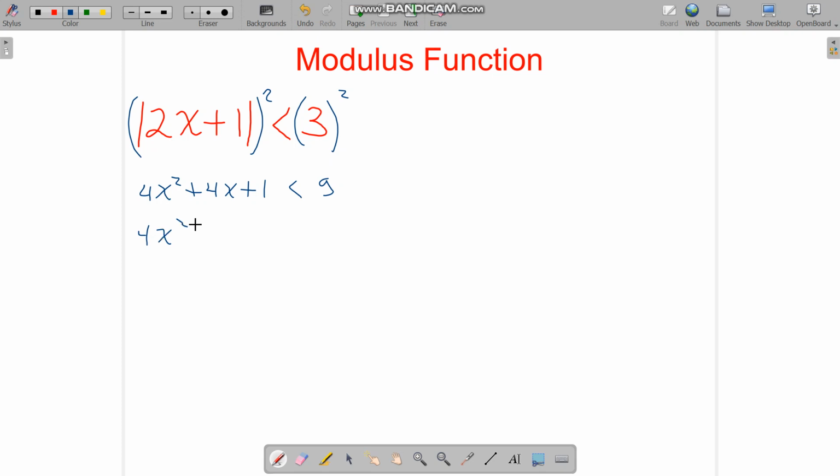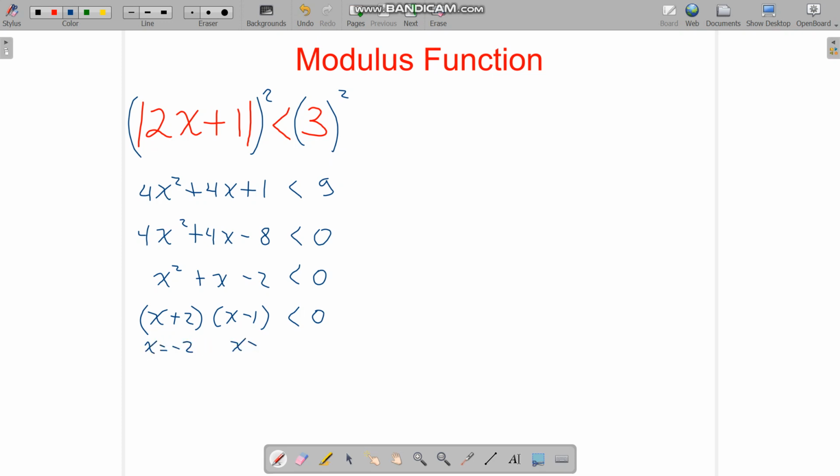Subtract 9 from both sides. 4x squared plus 4x minus 8 is smaller than 0. Divide by 4, x squared plus x minus 2 smaller than 0. Factorize: x plus 2, x minus 1. We get the critical points x equals minus 2, x equals 1.